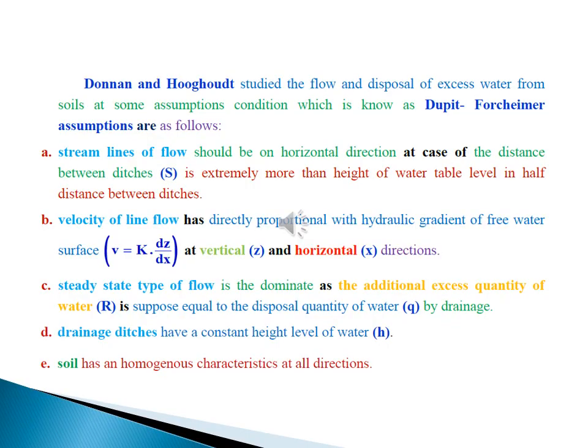Look, my dear, Donnan and Hooghoudt studied the flow and disposal of excess water from soils under some assumed conditions, which are known as the Dupuit-Forchheimer assumptions, as shown in front of you. Refer to those assumptions, my dear, because it is very important.